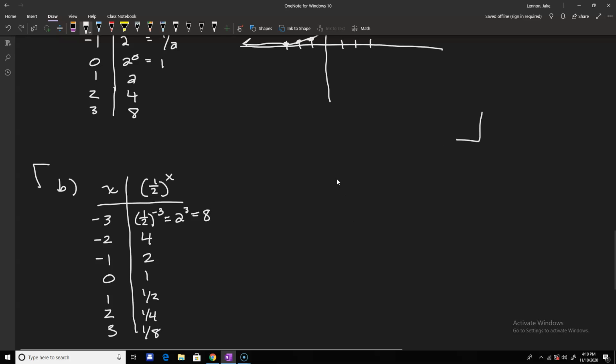So if we draw this graph, you might try and guess how it's going to look. And if you thought that it's just going to be a flip about the y-axis, then you're exactly correct. So we have our values here. At -3 we had the value of 8. At -2 we were at 4. At -1 we were at 2. Then 1, 1/2, 1/4, and 1/8.